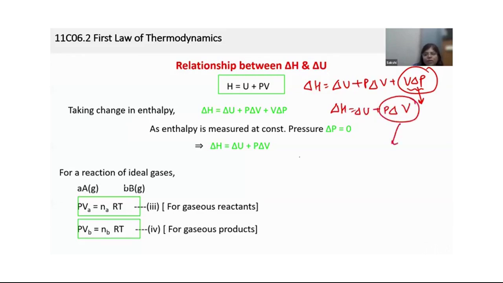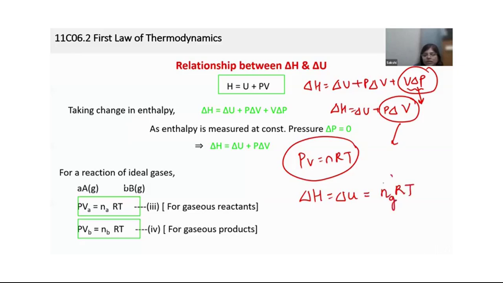Now, you must have heard about PV is equal to nRT, right? Boyle's law. So here I can change it like this. I can write delta U is equal to nRT. Here I'm writing delta Ng, the difference in the number of moles of the gaseous reactants. Now, what is this delta Ng?